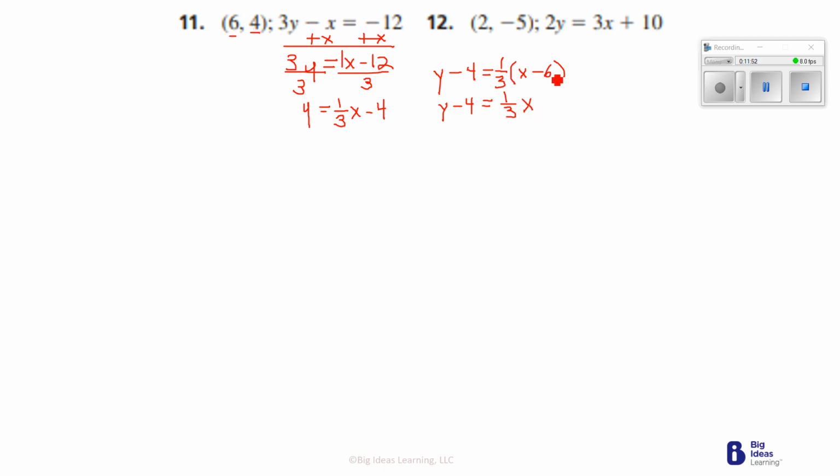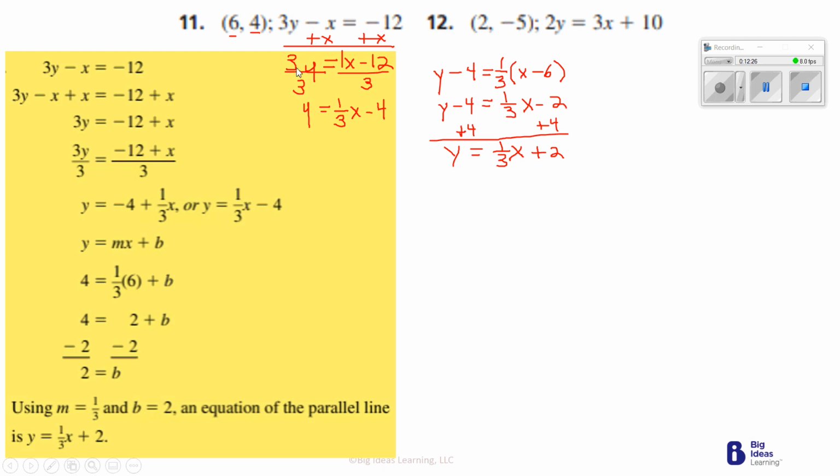And then, let's see, 1 times negative 6 is negative 6. Negative 6 divided by 3 would be negative 2. Now we have to combine. We're going to take this and bring it over here, adding 4 to both sides. This will give me y is equal to 1/3 x plus 2. All right? Let's see how we're doing so far.